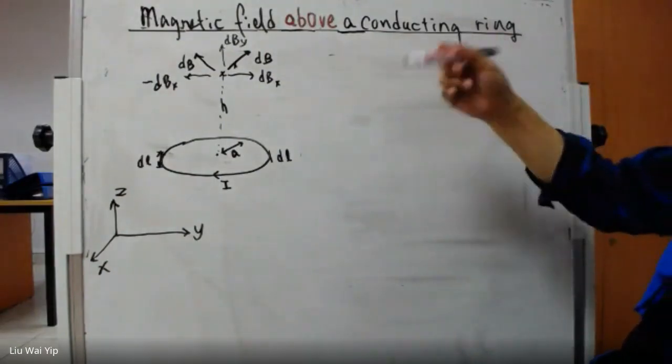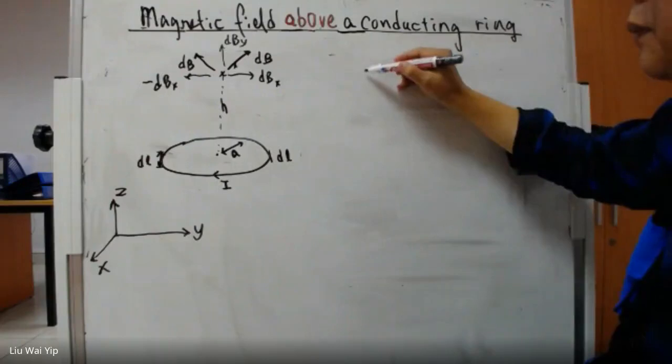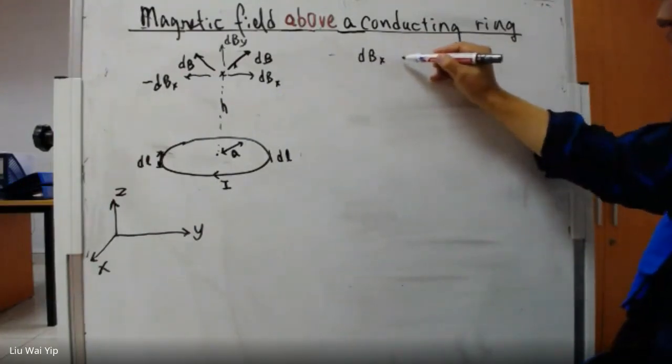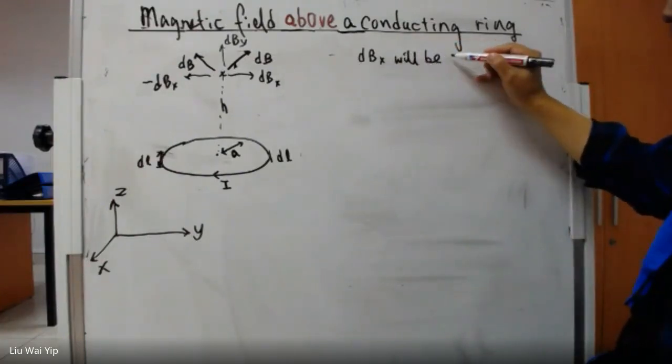So let's write down what we are going to expect. dBx will be 0, cancelled off.